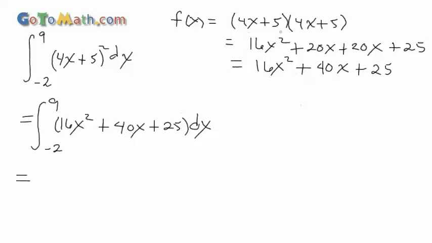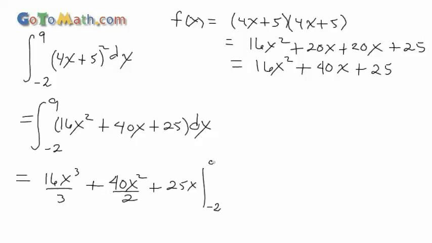So we went ahead and multiplied this thing out, and now we go ahead and take the integral of it. We got 16x cubed over 3 plus 40x squared over 2 plus 25x, and we're going from -2 to 9.